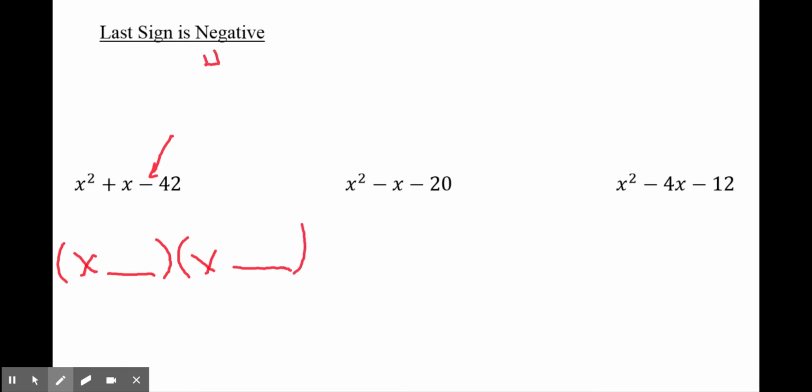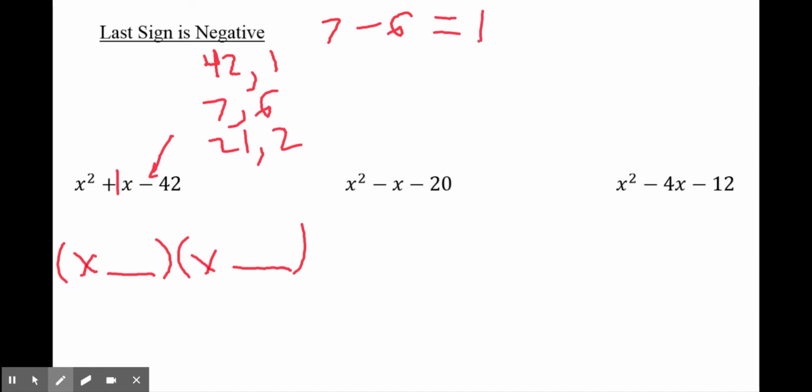You still start by listing the factors: 42 and 1, 7 and 6, 21 and 2. This time, though, you want to think which numbers, when subtracted, would give you that 1. Looking at this, I know that 7 minus 6 would give me 1. So we have 7 and 6. The one that was negative was the 6, and the 7 was positive.